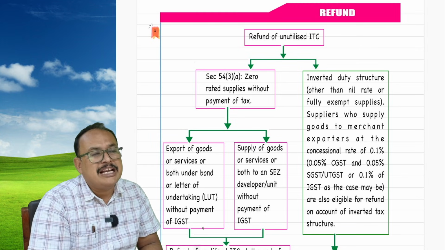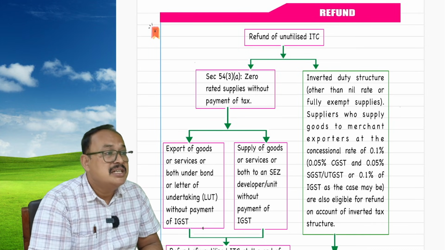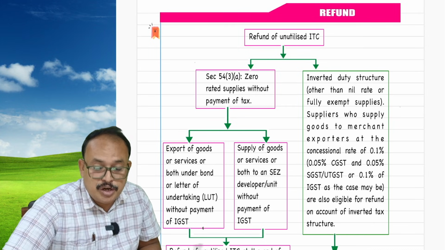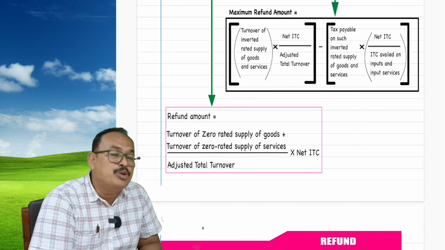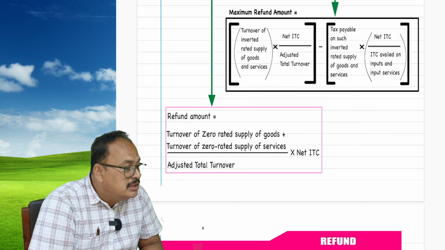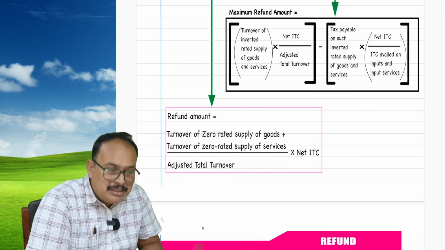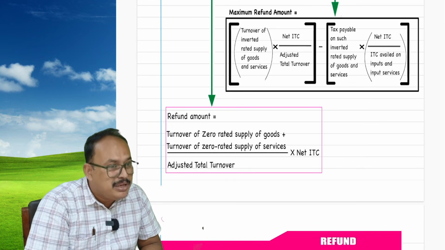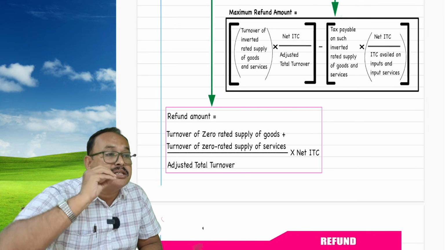What is the formula that has been mentioned? Export of goods under LUT without payment of IGST, namely zero-rated supply, the formula is as follows: net input tax credit, which includes input goods and input services credit for the relevant period, multiplied by export turnover of goods plus services for the relevant period, divided by total adjusted turnover.